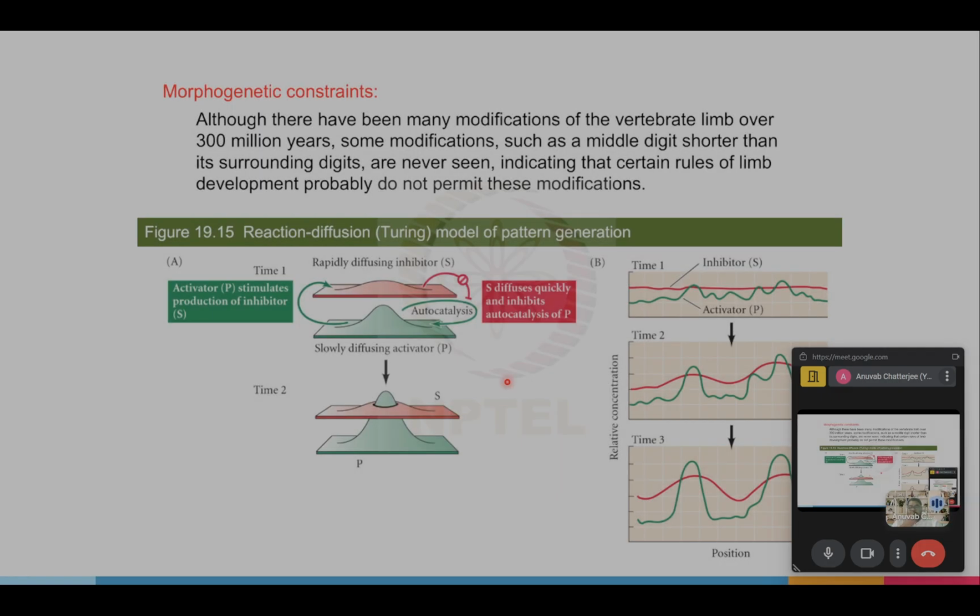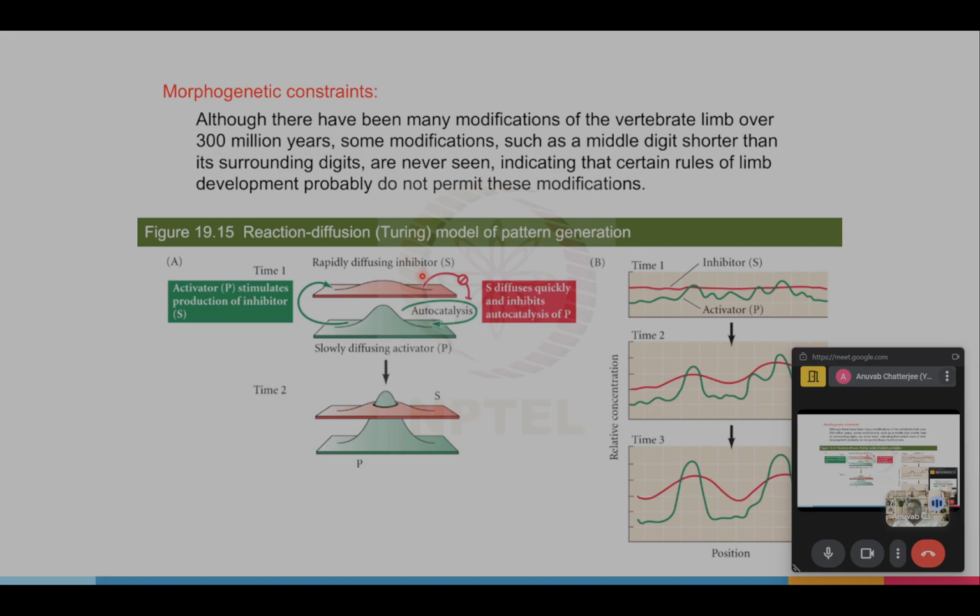So let us look at the reaction diffusion model. The reaction diffusion model was proposed by Turing, and it tells us how very basic biological or chemical reactions can give rise to big asymmetries in a particularly uniform tissue. This is also part of morphogenetic constraints, so how morphogens can set up a gradient in order to actually cause changes in a tissue.